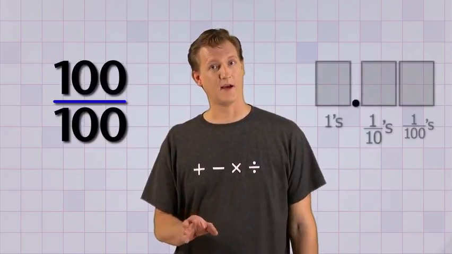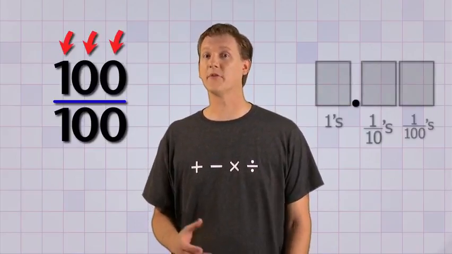Now what do you think will happen if we convert the fraction 100 over 100 into a decimal? Right, 100 has 3 digits, so we need to use another number place.